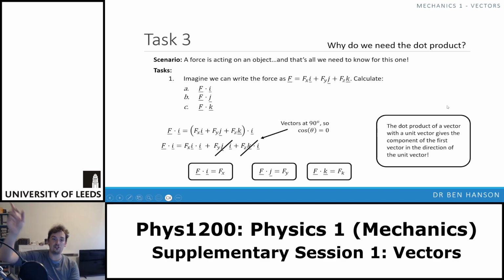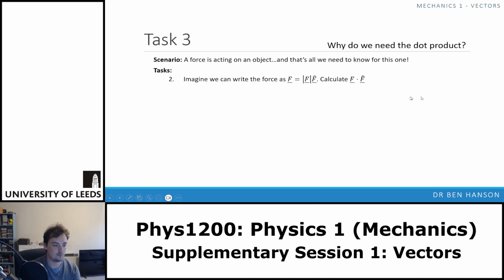If I've got a force in some weird direction and I want to know how much of that force points in the direction of, say, the ground, then I can do the dot product of that force in the direction of the ground. That's going to be important for, say, dragging something along a surface or picking something up against the force of gravity. The dot product is going to be really important there.